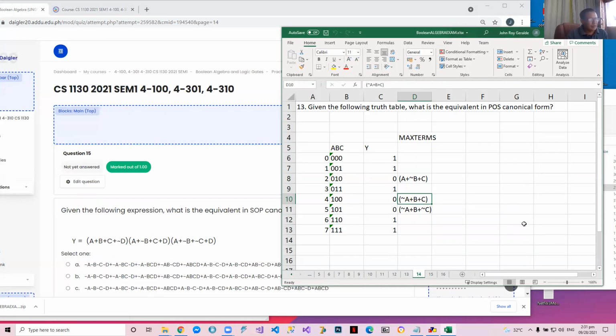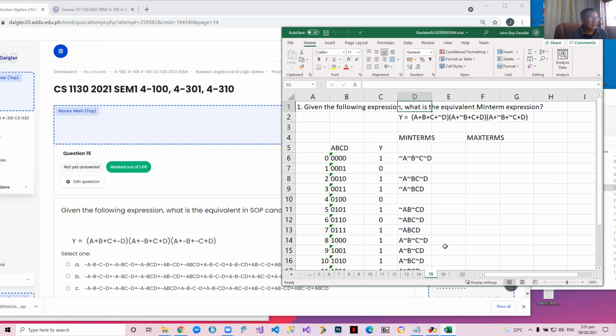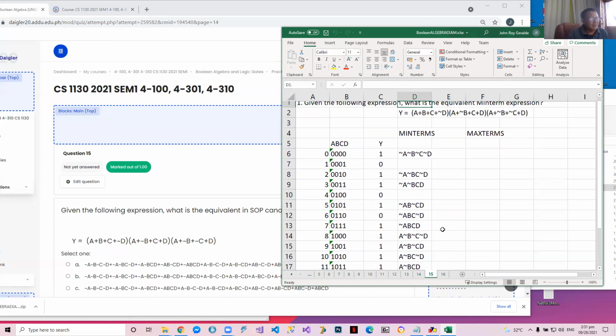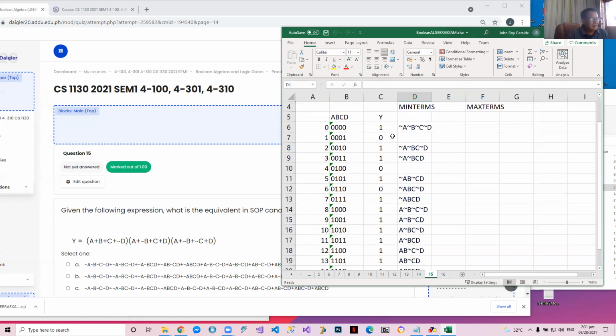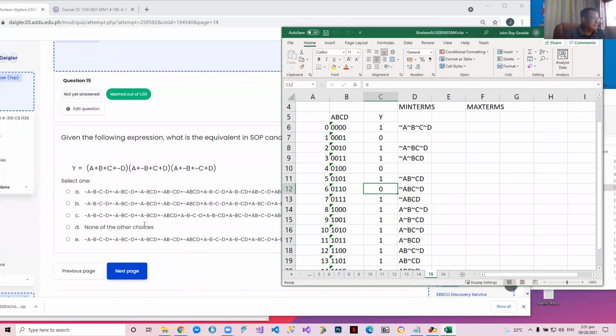So now we are on question 15. 16 is very easy. You work out this, okay? What is the min term? We all have max terms, no? We have 3 max terms, so 0, we'll identify the max terms. All the rest, identify them as ones. You work this out, so the solution is there, no?